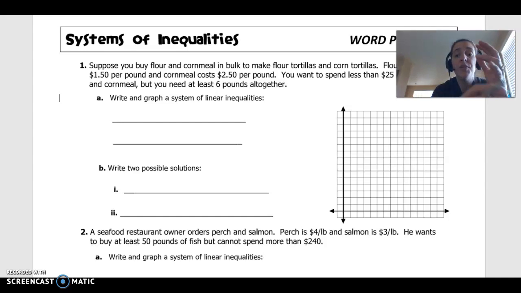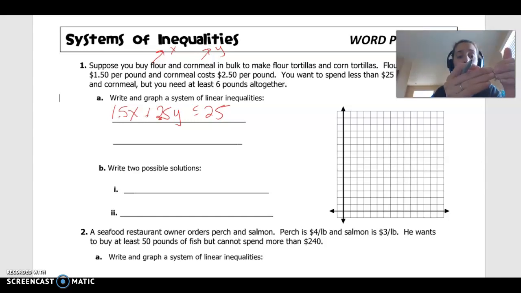Okay, I'm going to go ahead and use X and Y here. I know I've been using different variables to help me remember, but I'm going to use X and Y just so Desmos can help us and graph it. So I'm going to assign flour being X and cornmeal being Y, just to make it a little easier. Flour is $1.50 per pound and cornmeal is $2.50 per pound, and I need to spend less than $25. I have $25, so that means I could spend up to that amount. I know that I need at least 6 pounds, so the very minimum would be 6 pounds. So that's how we would write this system of inequalities to get started.